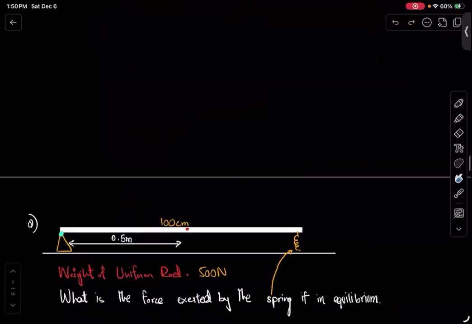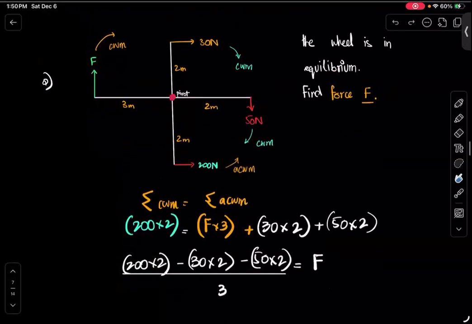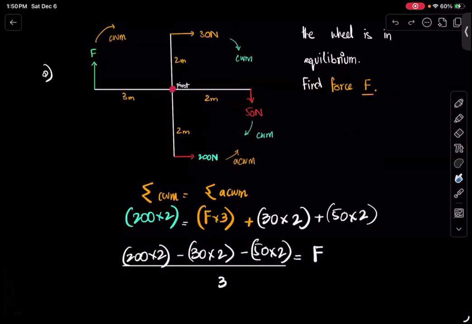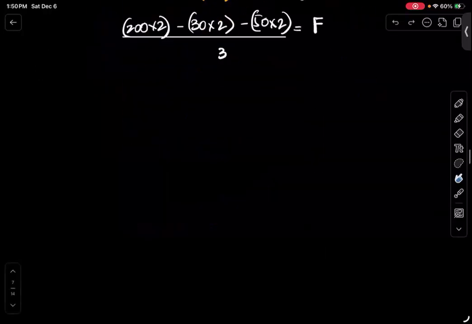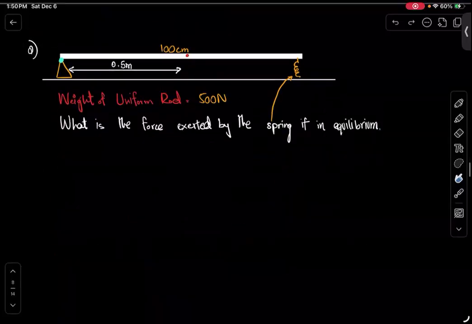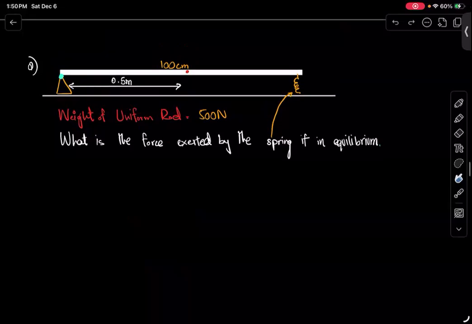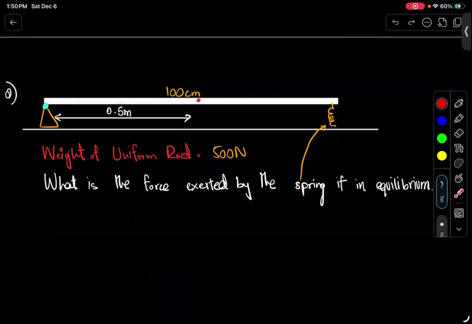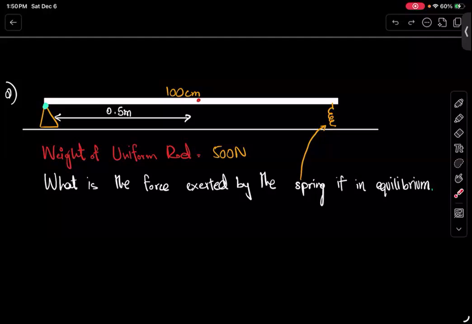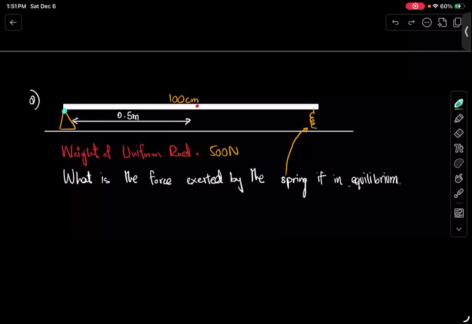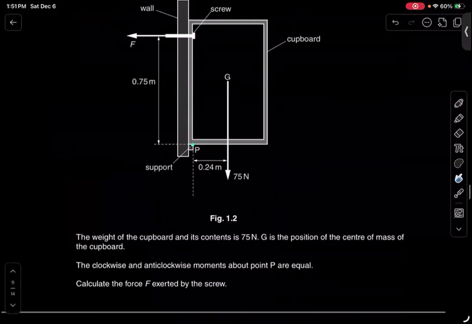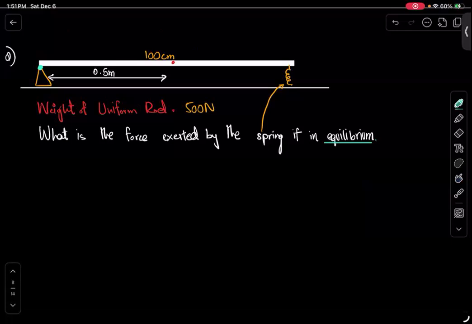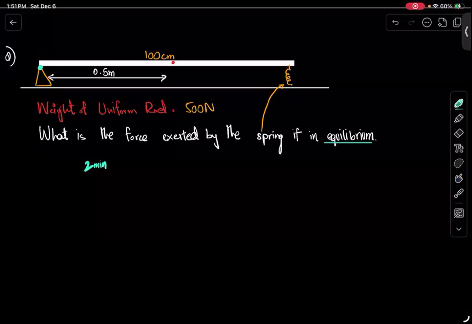Okay, now moving on. Any questions? No? I don't know what that value is, but whatever that is, it must be right. Now, moving on to this question. Also a pretty simple example. This is a uniform rod, and the length of that uniform rod is 100 centimeters. The question is, what is the force exerted by the spring if it is in equilibrium? Again, a really simple example. Try it. It should not take more than 2 minutes. This is a very simple IGCSE example.